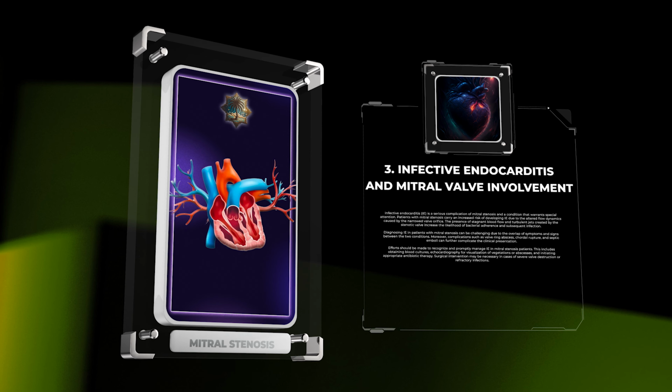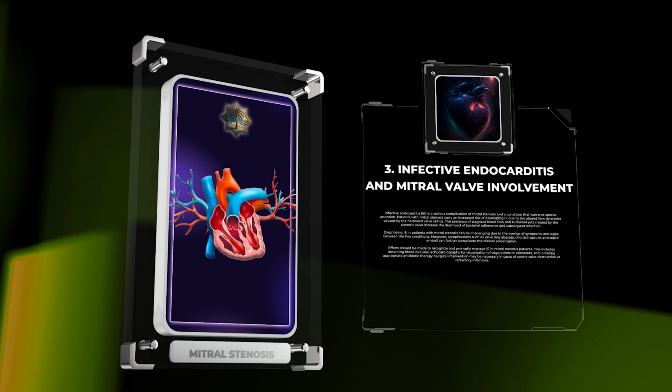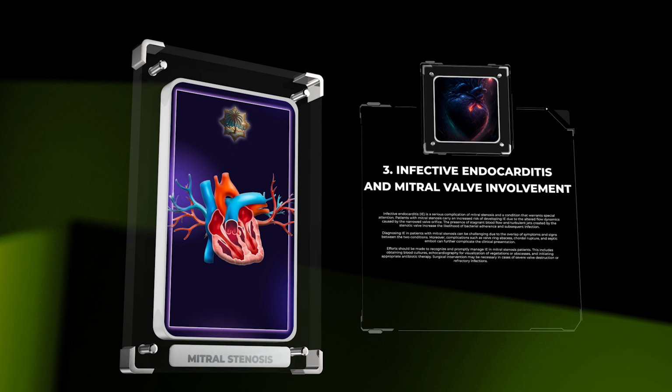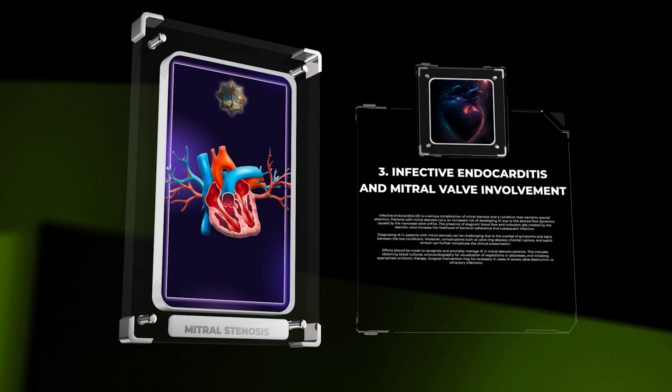Efforts should be made to recognize and promptly manage IE in mitral stenosis patients. This includes obtaining blood cultures, echocardiography for visualization of vegetations or abscesses, and initiating appropriate antibiotic therapy. Surgical intervention may be necessary in cases of severe valve destruction or refractory infections.